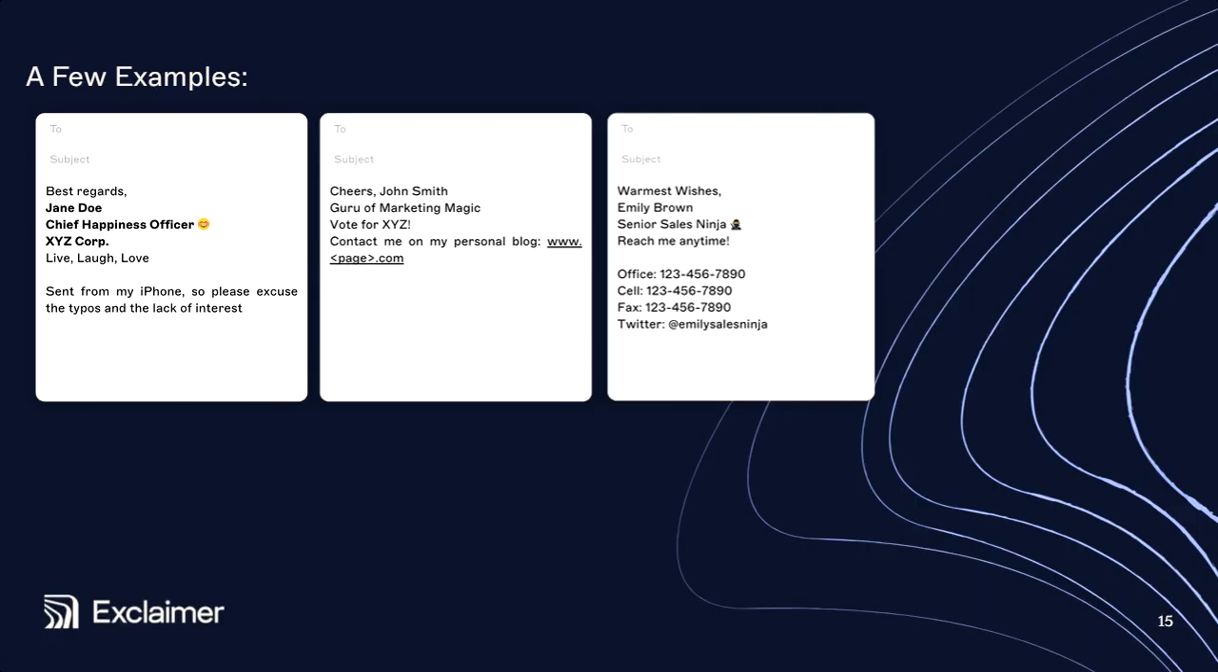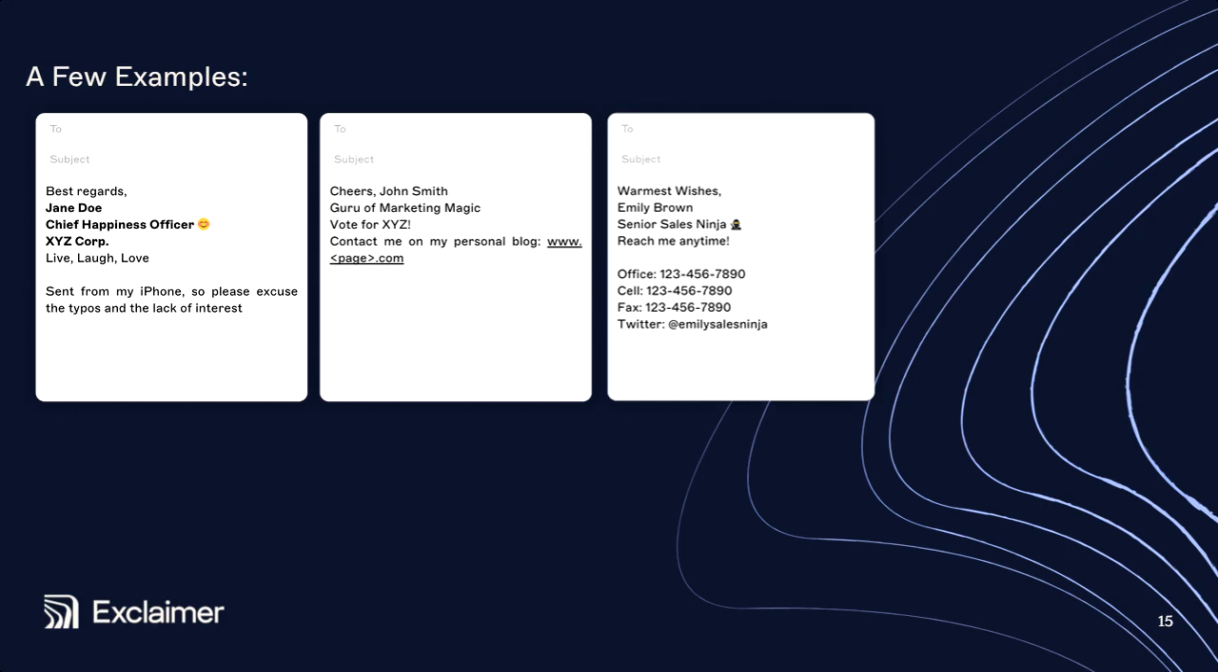Okay. So let's take a look at a few examples. On the left, we have a signature of best regards, Jane Doe, Chief Happiness Officer, with a little smiley face emoji, XYZ Corporation, Live, Laugh, Love. Now, there are several different problems with this one. First of all, I'm guessing that Chief Happiness Officer probably isn't an official job title, and the smiley face emoji doesn't look all that professional.